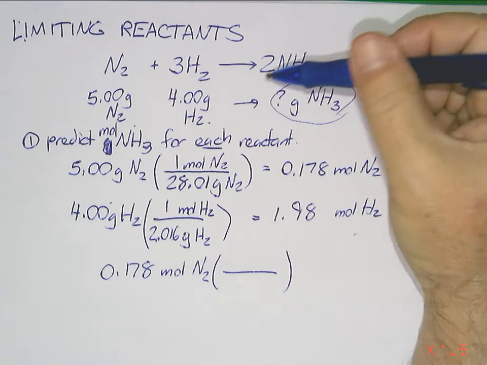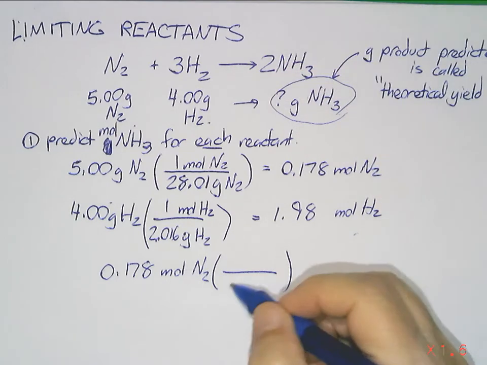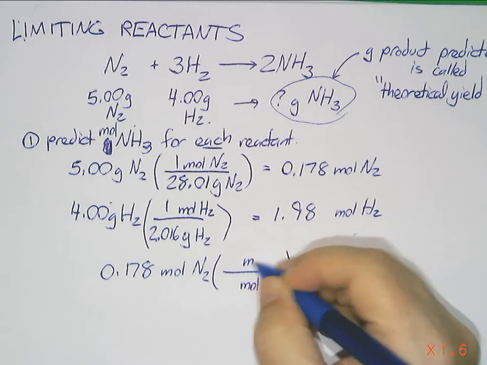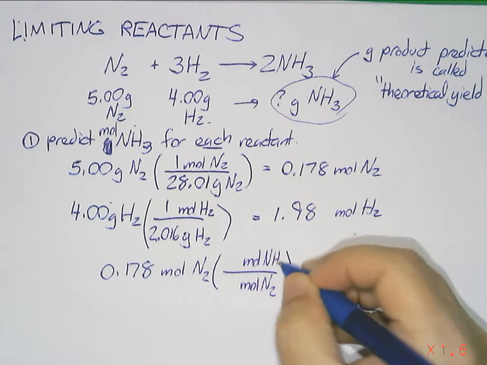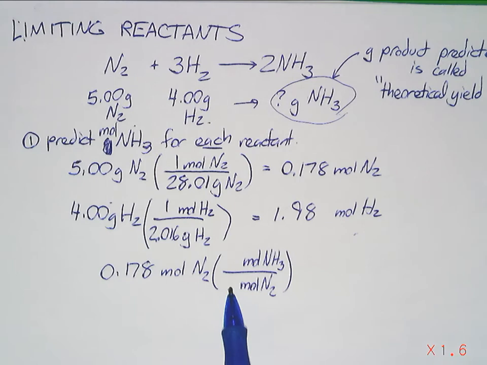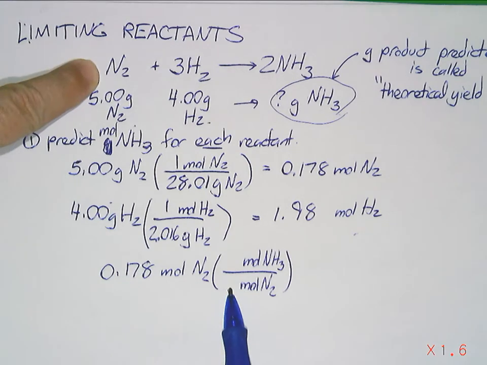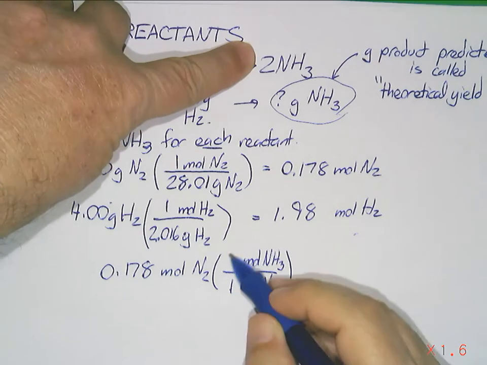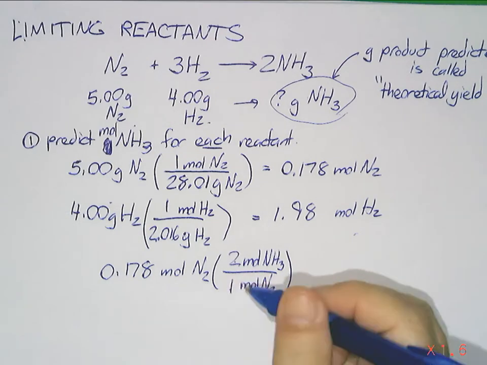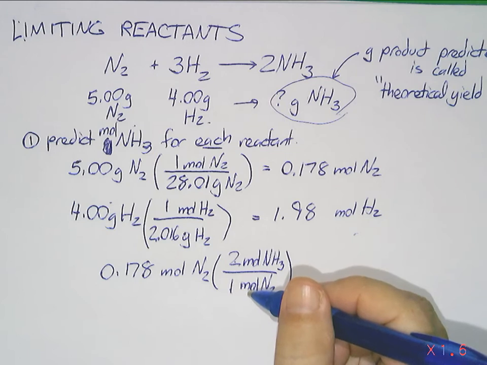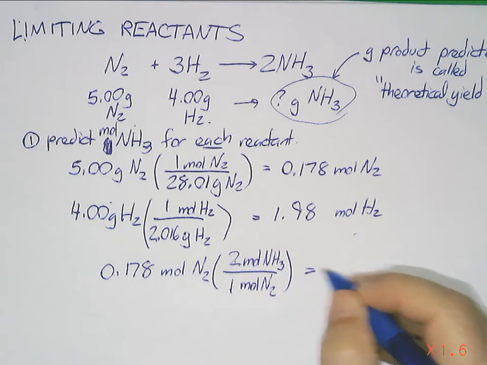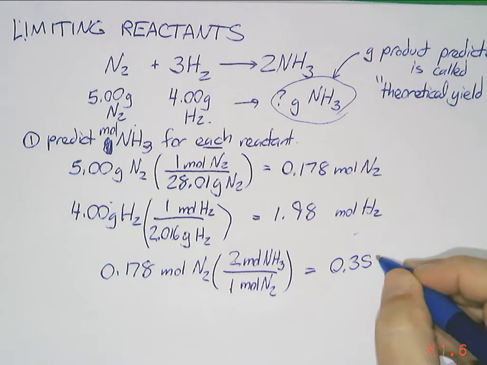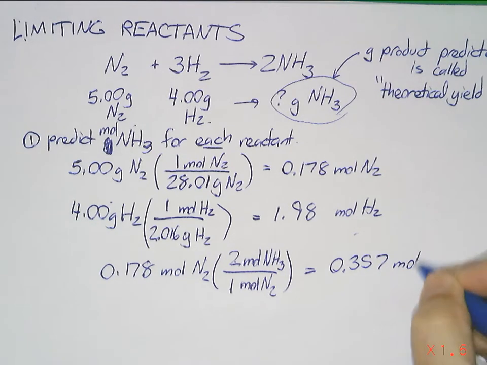Now I look up at my equation here, and I want to turn moles of N2 into moles of NH3. What should I put here? I look up at the equation, there's a 1. And what should I put here? I look up at the equation, there's a 2. So it's going to be twice this. So what's that? That's something like 0.357, something like that.